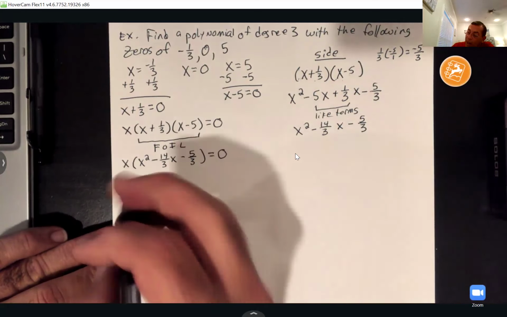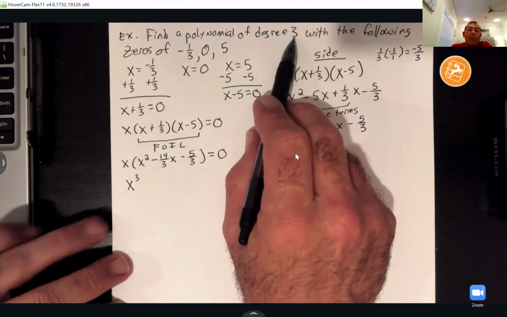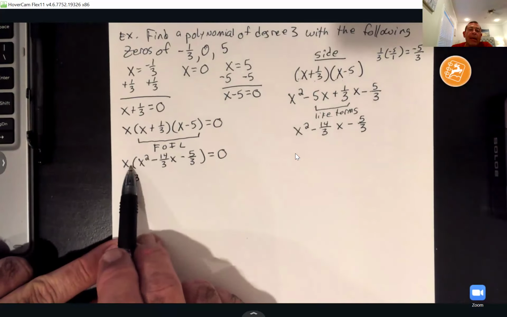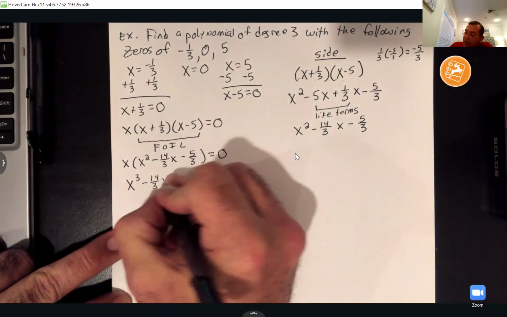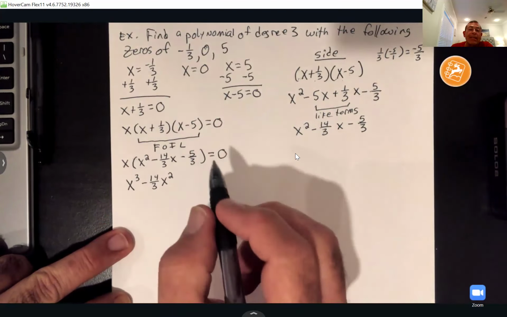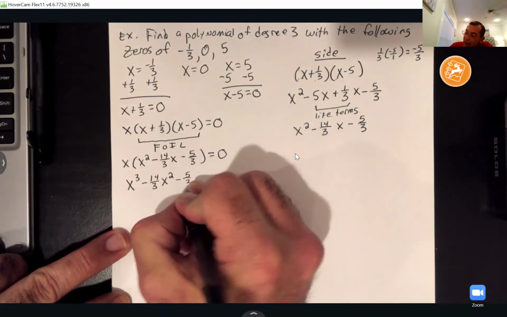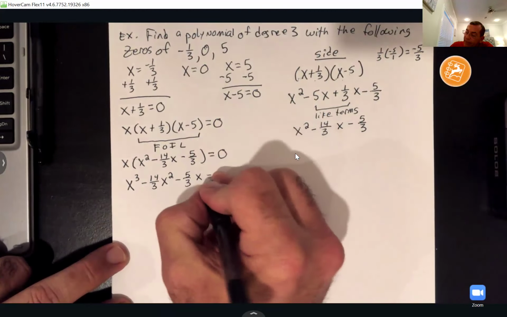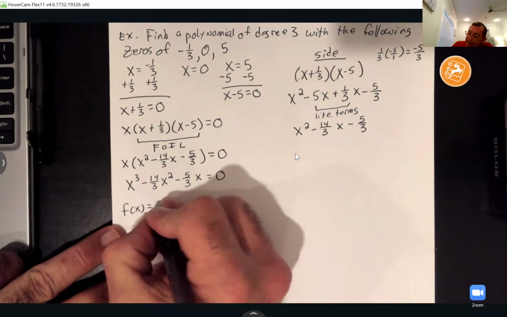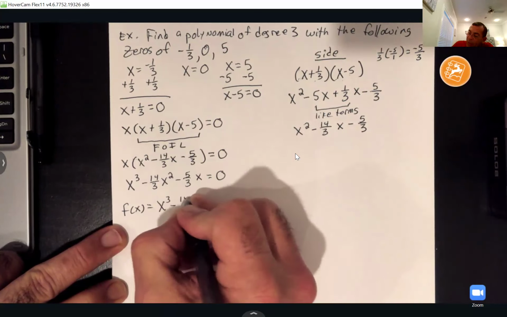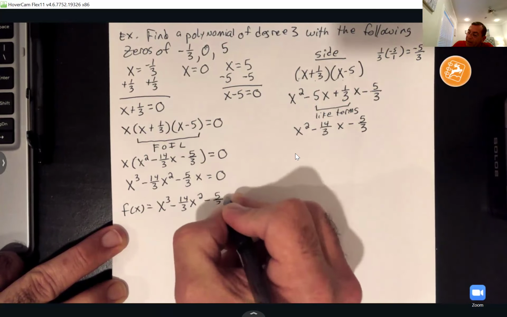So x times x squared gives me an x to the third, which I needed, remember, because they told me I had to end up with a degree 3. All right, the x times negative 14/3 x is a negative 14/3 x squared. So you're basically just adding the x to everybody. X times negative 5/3 is a negative 5/3 x. All equal to 0. So we're looking for the one they got that says x to the third minus our 14/3 x squared minus our 5/3 x.